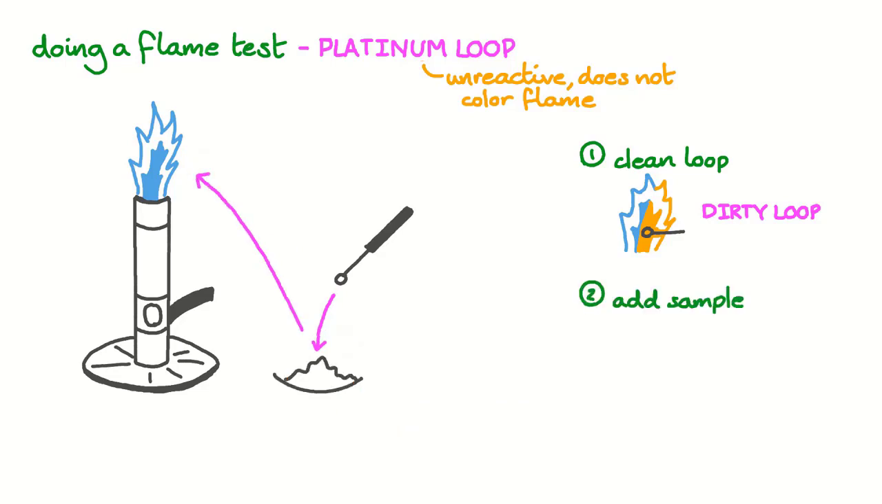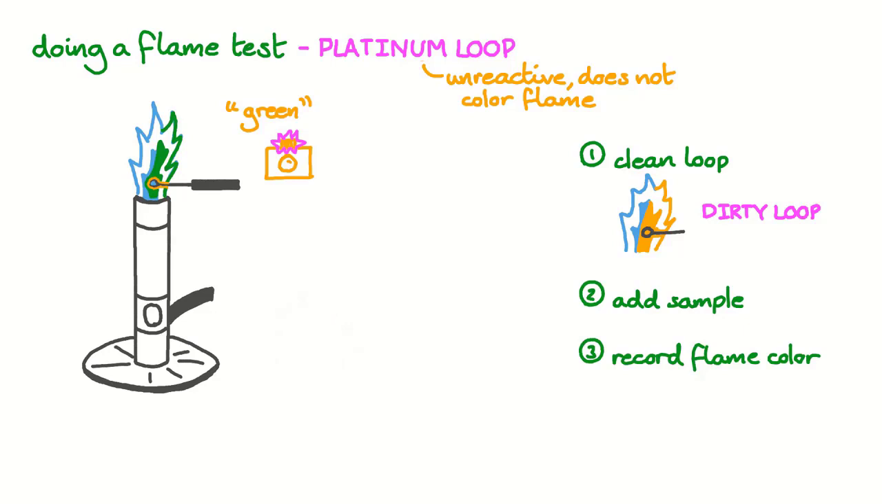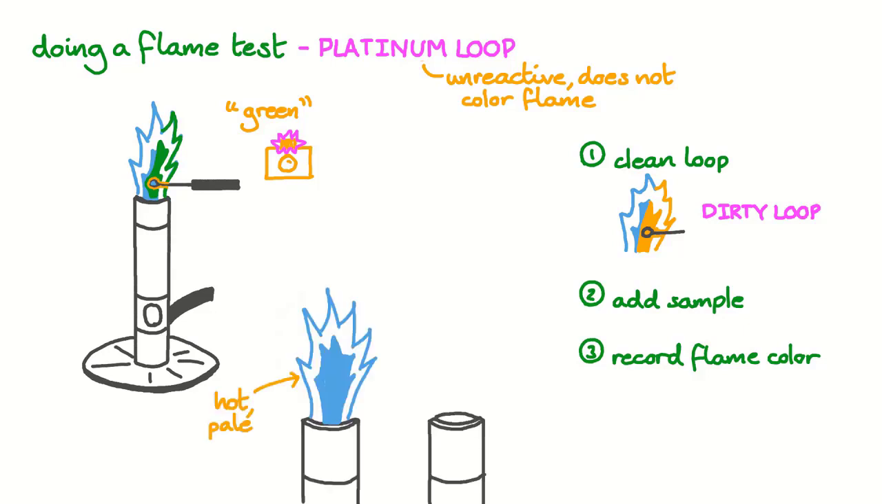The loop is then dipped in a test substance, either a solution or a powder perhaps, and put into the flame. If the flame colour changes, the colour is recorded. You could write down a description or take a picture.